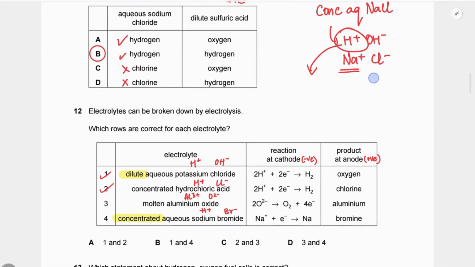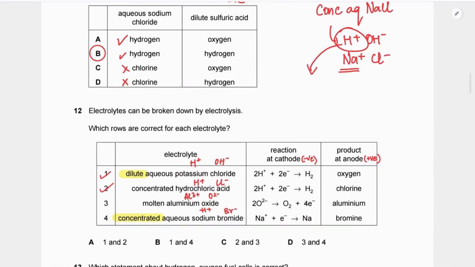Question 12. Electrolytes can be broken down by electrolysis. Which rows are correct for each electrolyte? So electrolyte is given to us, along with that cathode and anode is given to us. First, we have to check whether it's going to be a dilute solution or concentrated solution. So they have given us dilute aqueous potassium chloride.